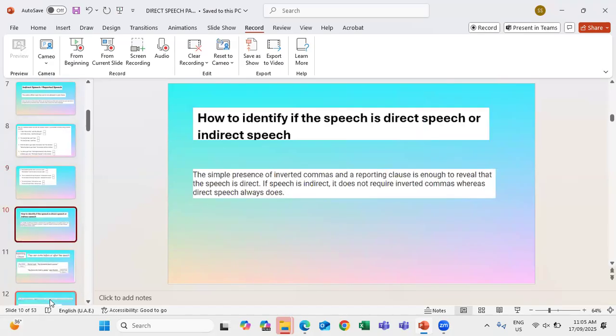In the next lesson of direct speech and indirect speech, we will learn how to identify whether direct speech or indirect speech is given, and how we write and punctuate the sentences properly for direct speech.